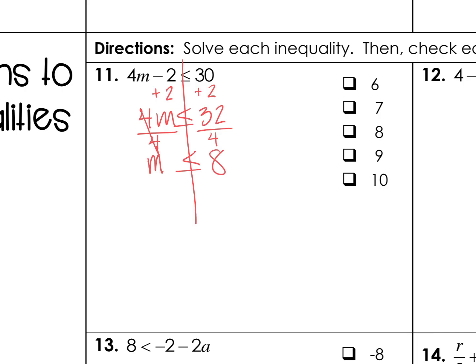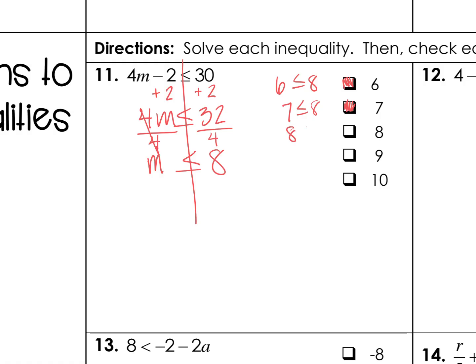Now, over here, we are checking possible solutions. So what this means is if I can take this number, plug it in right here, and it be true, I'm filling it in. If you can't, you don't fill in that box. So I need to ask myself, if I plug in 6 for m, 6 is less than or equal to 8. Is that a true statement? Yes, so I can fill in that box, or you can check it, whatever works for you. Next one, 7 is less than or equal to 8. Is that true? Yes, so I'm going to fill it in.